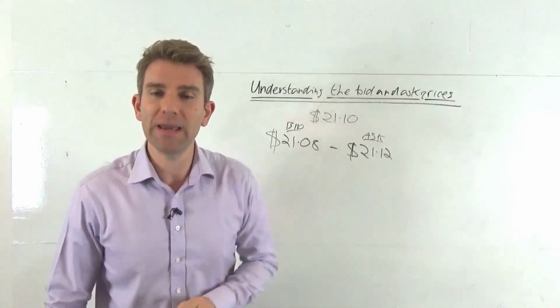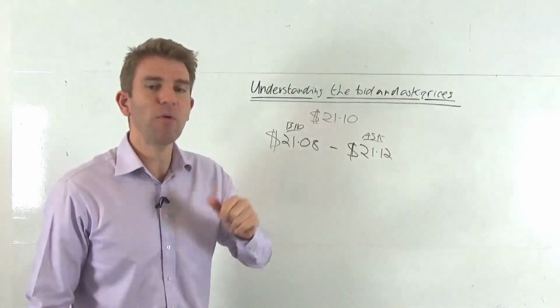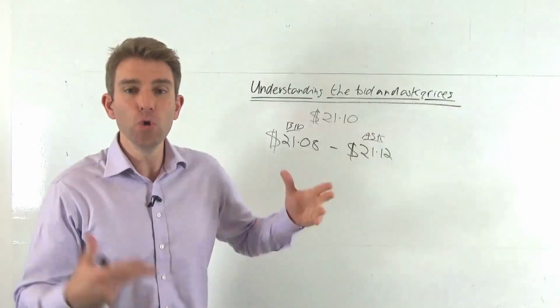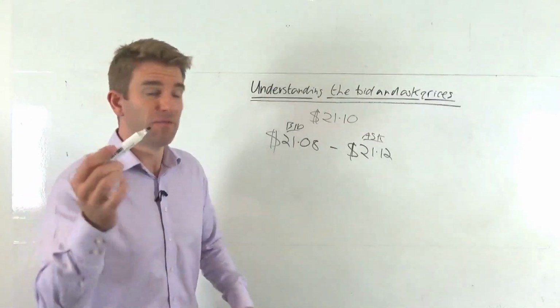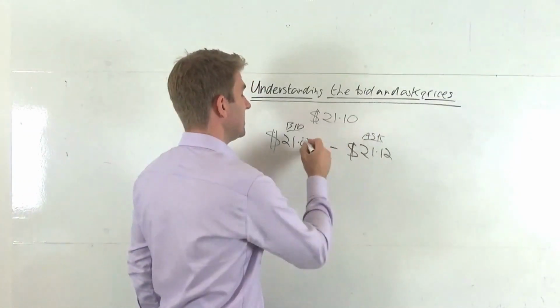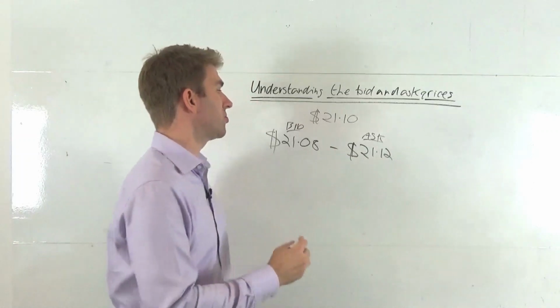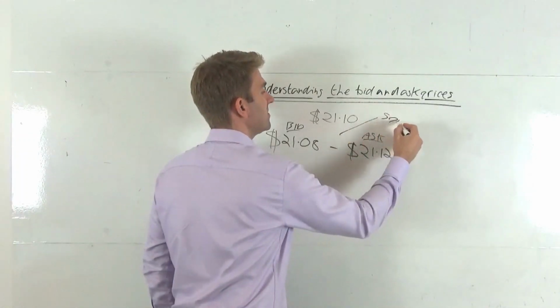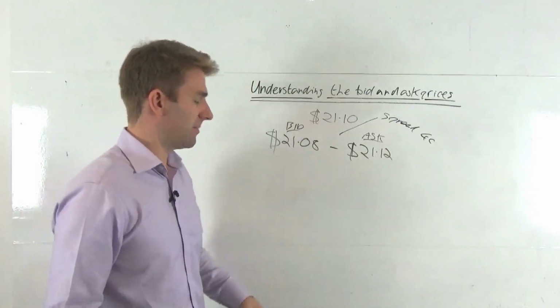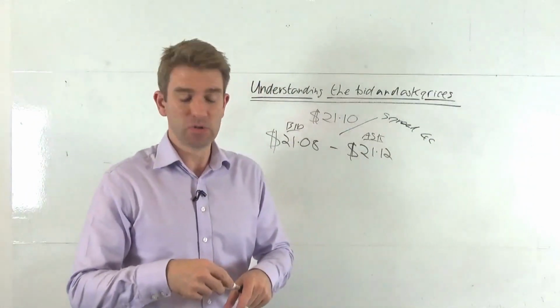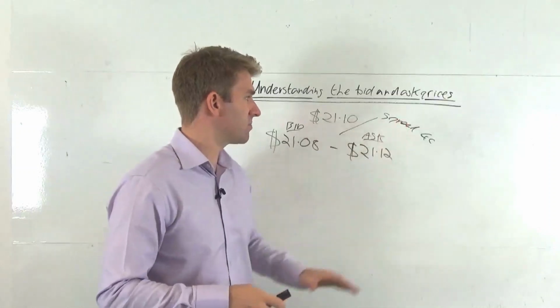But the question remains, how are these set? How are these determined? Who determines the price of this bid and who determines the price of the ask? Final thing, guys, before I go into that, the difference between the two is what's called the spread. So the spread in this instance would be 4 cents, 12 minus 8. So we've got the bid price, the ask price, and the spread is the difference in between.